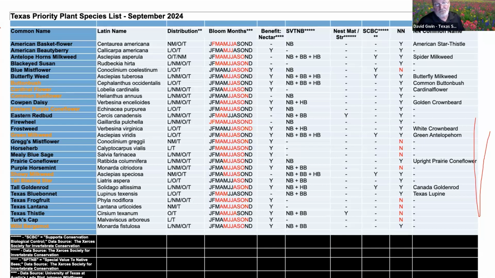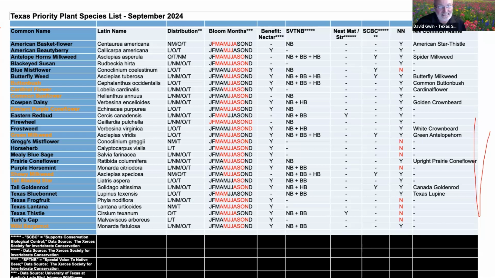Now, obviously, in the southern part of the state, that bloom cycle is probably longer. In the northern, it may be shorter, but generally these hold true across most of Texas, particularly the eastern 2/3 of the state. The next column shows whether the species is noted to be a particular nectar source for pollinators that actively interact with that plant. So if a Y shows up in this column, it identifies that this plant species is a particular note by the Xerces Society as beneficial nectar source.